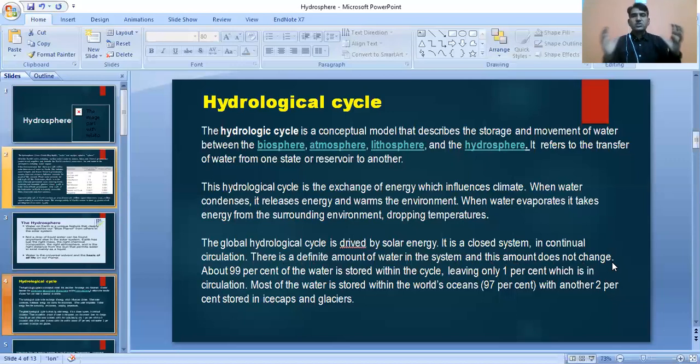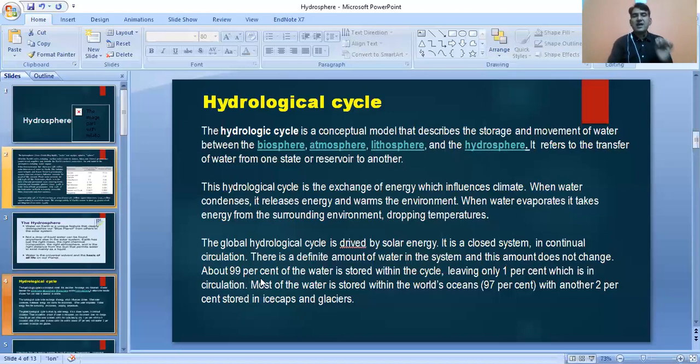So there's no change in the amount of water, but because matter is moving, we might feel that the water is decreasing or increasing. But in the hydrological cycle, water doesn't increase or decrease. The amount is fixed because it's rolling, moving, circulating. So this amount doesn't change.